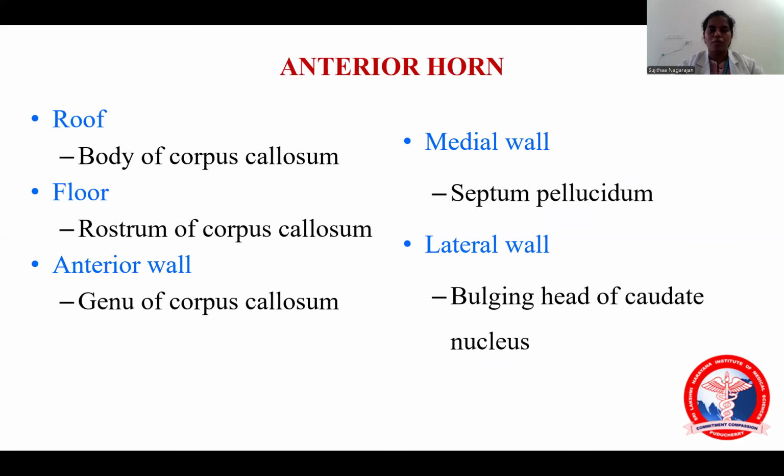Now the roof is formed by the body of the corpus callosum. The floor is formed by the rostrum of the corpus callosum. The anterior wall is formed by the genu of the corpus callosum. The medial wall is formed by the septum pellucidum. The lateral wall is formed by the bulging head of the caudate nucleus.